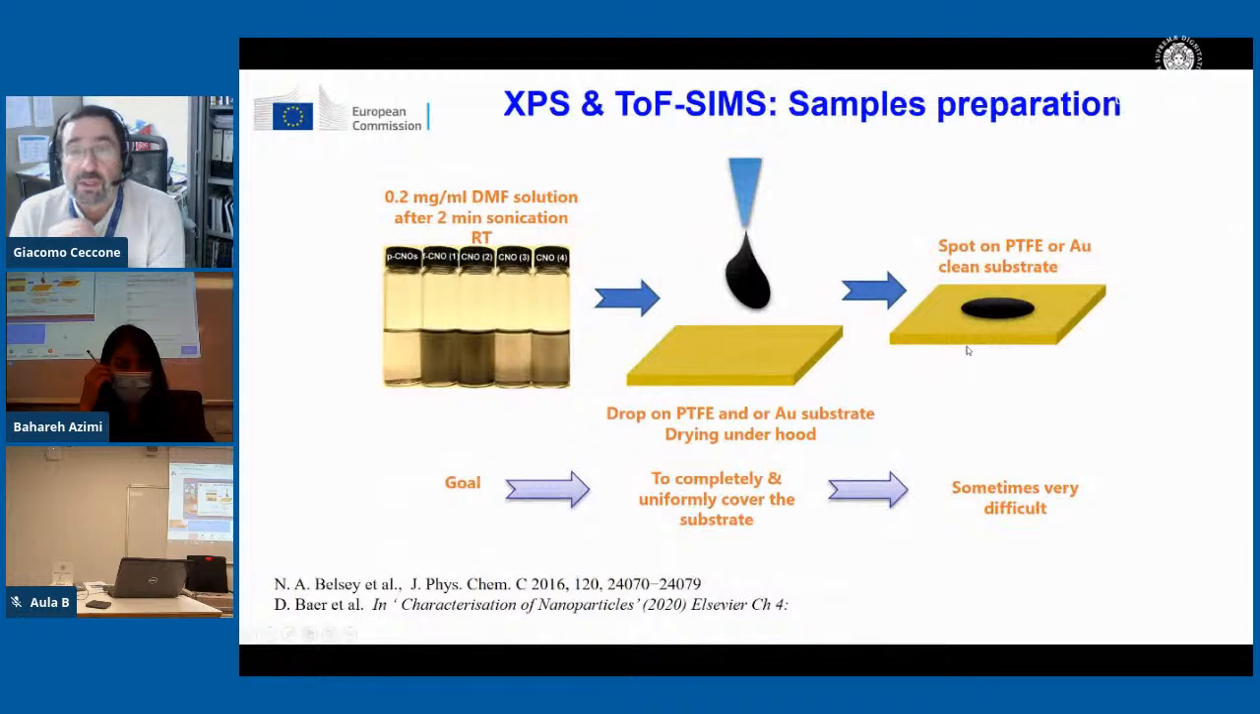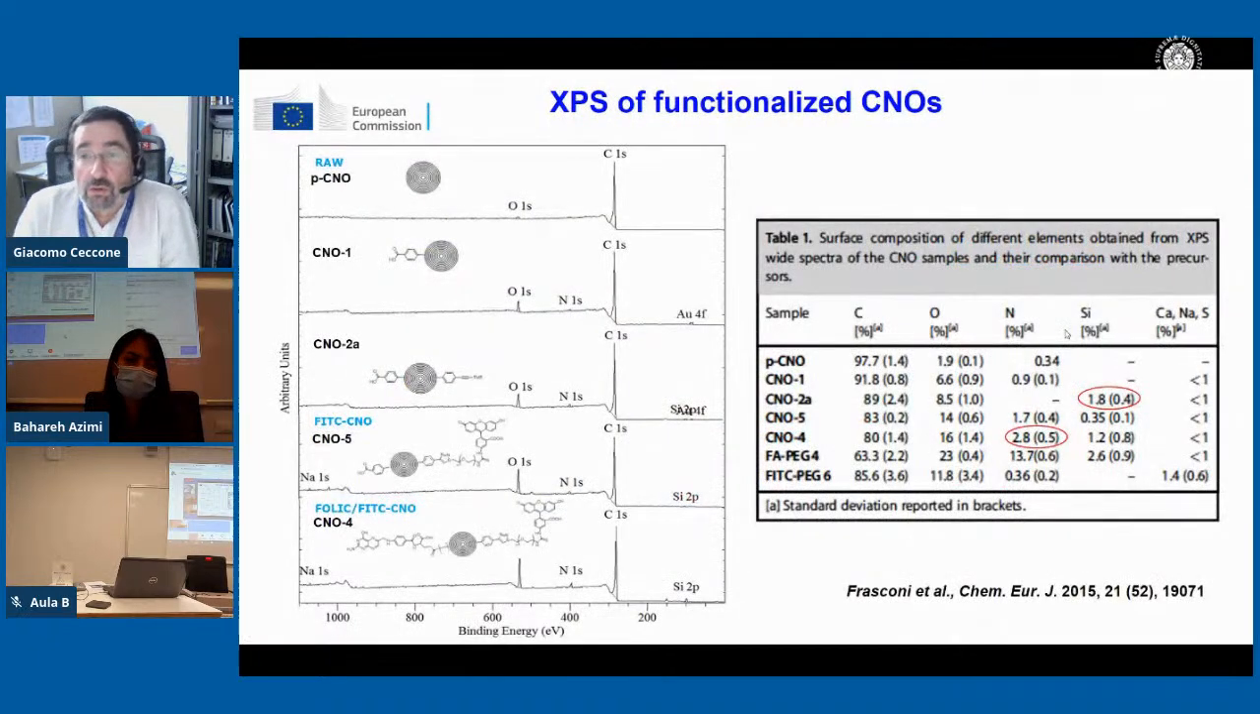So for the TOF-SIMS and XPS, the first problem is the sample preparation. And this is a very difficult task in some cases, and with this material it has been quite tough, but we were able to use gold substrate and Teflon substrate, which were quite good to form a uniform layer, in order to avoid any contribution from the substrate, or to limit the contribution as far as we could.